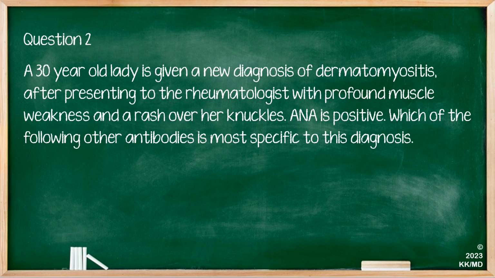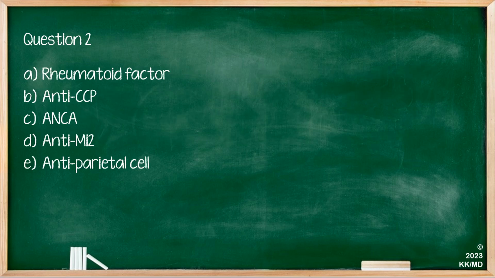So we can see that she's presenting with dermatomyositis, and that rash that's described is possibly the Gottron's papules. She's ANA positive, but she also has something positive quite likely on her myositis screen. So let's look at the options. Our options are rheumatoid factor, anti-CCP antibodies, ANCA, anti-Mi-2 and anti-parietal cell.